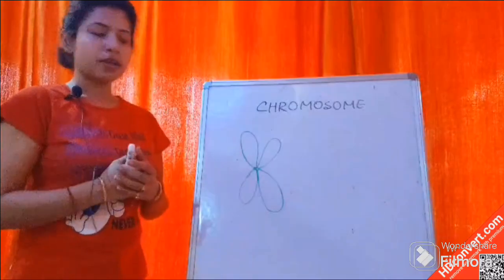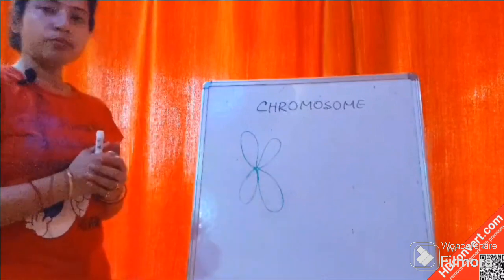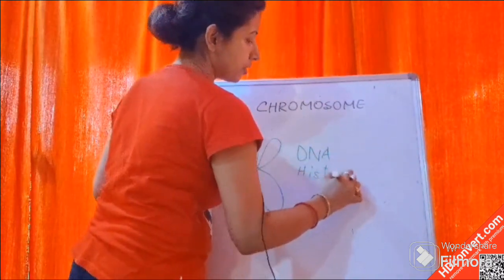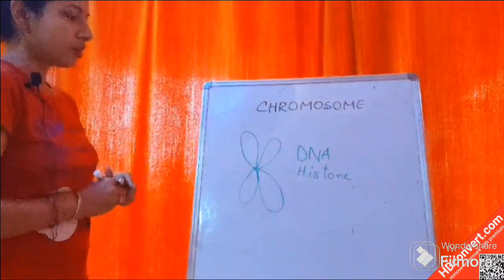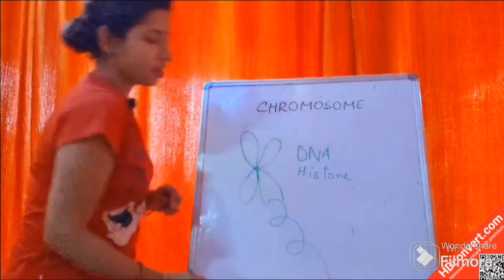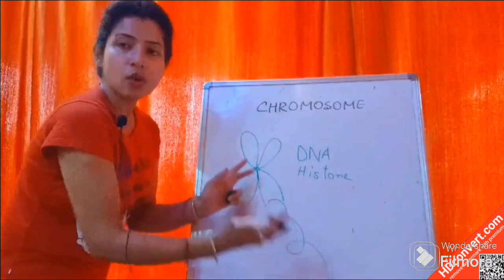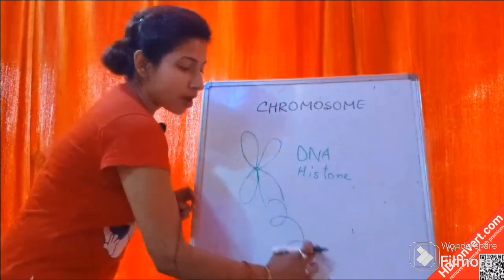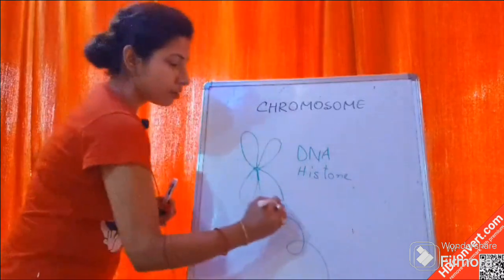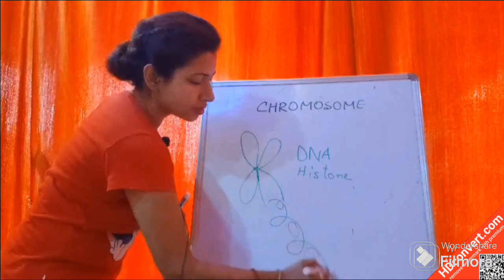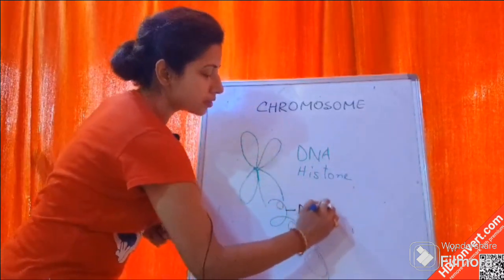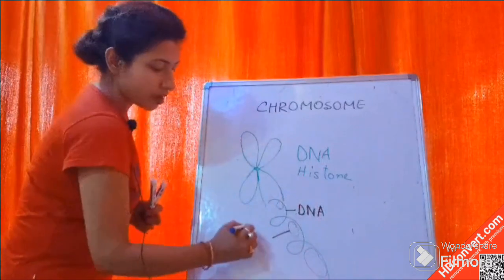Next question comes, what is the chromosome made up of? The chromosome is made up of DNA and histone protein. Let us see. If I drag it, I can see a thread-like structure. This is the chromatin fiber. Several chromatin fibers condense to form this chromosome. This chromatin fiber is made up of a long thread and several beads inside it. This long thread is known as DNA, and these beads are known as histone.